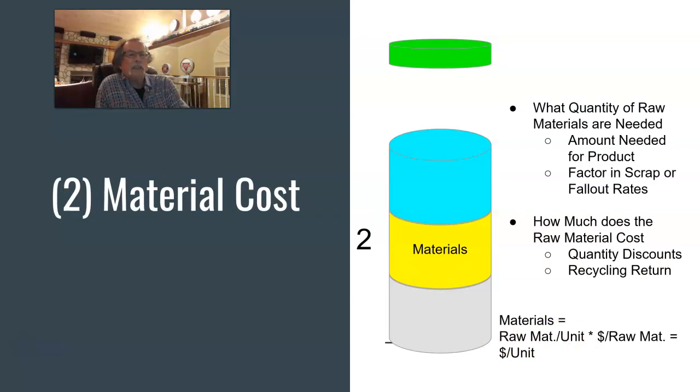And then when we look at the material cost of a component, we need to know what the quantity is, and we need to factor in scrap and loss rates, and we need to factor in quantity discounts and recycling returns. And material cost is the cost of the raw material per unit times the number of units.